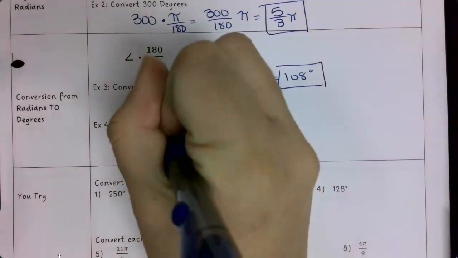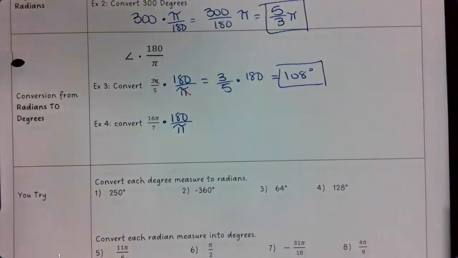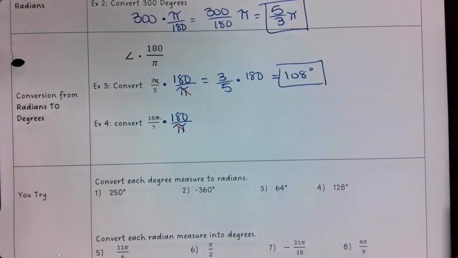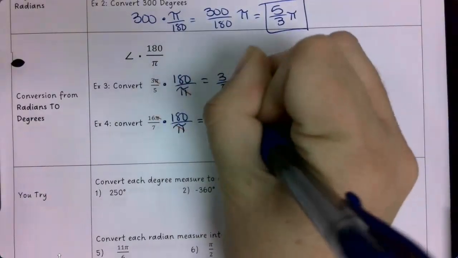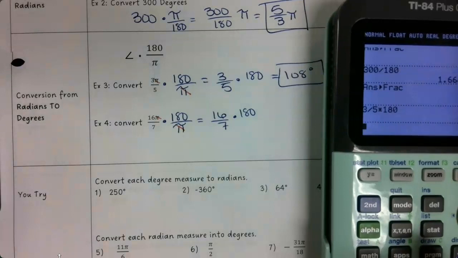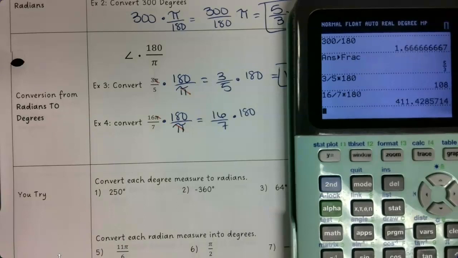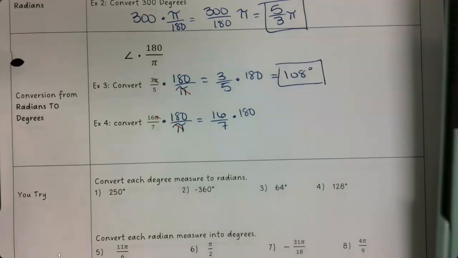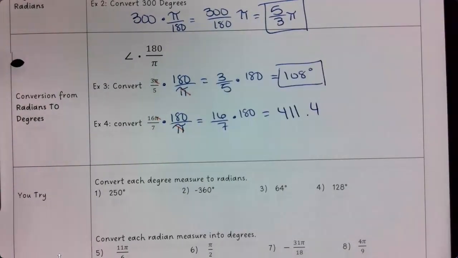So same idea for number 4. We'll multiply by 180 over pi. And here my pi's cancel out again. So I have 16 over 7 times 180, which gives me 411.42857. I'm going to round to 2 decimal places because that's what we've been doing. So I have 411.43.